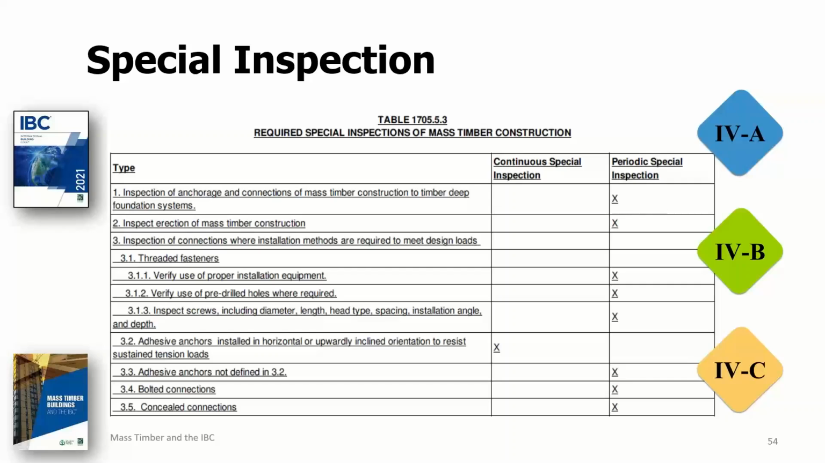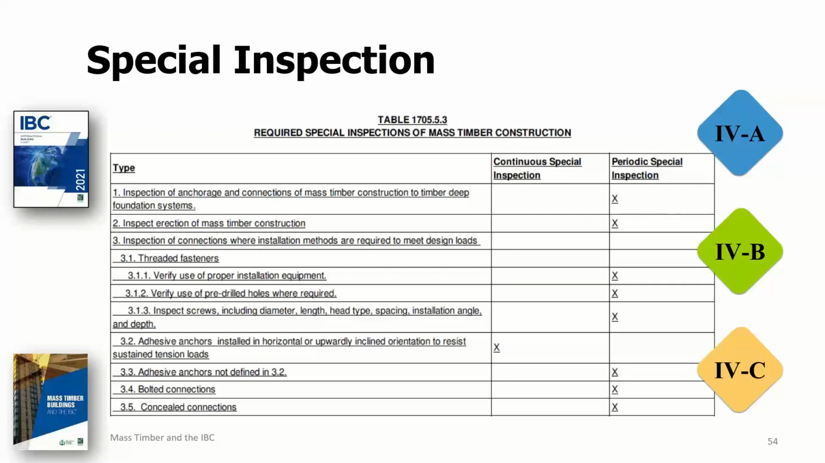The only connections warranting continuous special inspection are the adhesive anchors installed in horizontally or upwardly inclined orientation to resist sustained tension loads. Basically, what that means is adhesive anchors that are constantly loaded in withdrawal. This is shown in item 3.2 of this table, and it's similar to table 1705.3, item 4A for precast concrete.